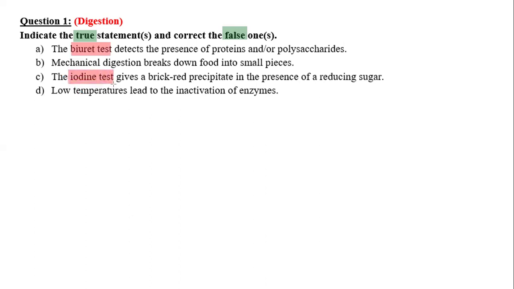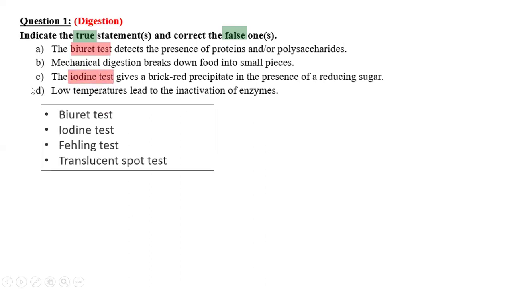They talk about food tests. We studied 4 different food tests: the biuret test, the iodine test, Fehling test, and the translucent spot test. Each one of these tests has its own function. The biuret test helps us to identify the presence of proteins and or polypeptides. The iodine test detects the presence of starch.